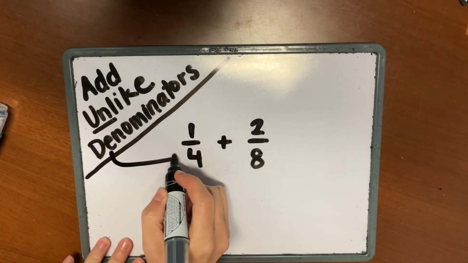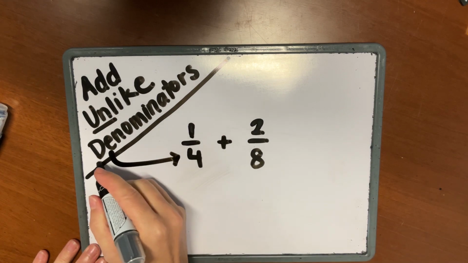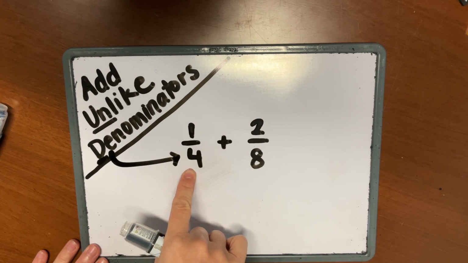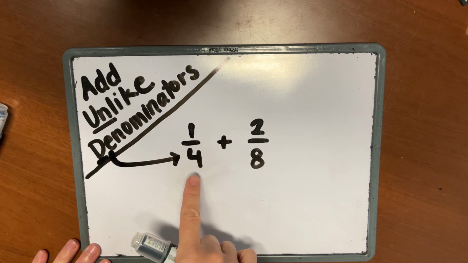Denominators is the down number on a fraction. That's how I remember down and denominator, but it's the bottom number. It is what we are partitioned into, or the parts of the fraction. Today we're going to add these unlike denominators.